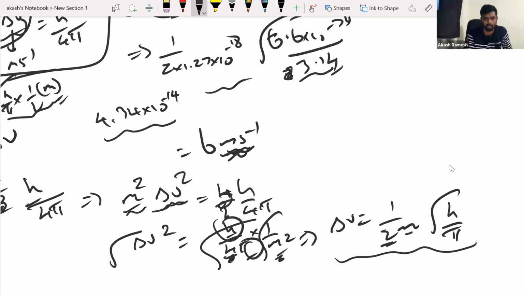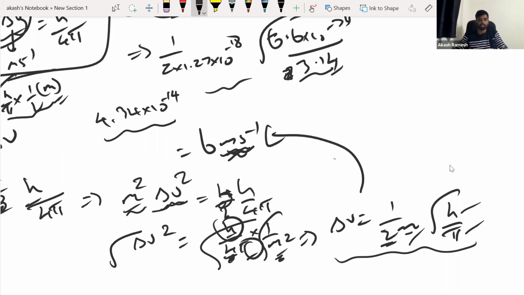All you have to do is substitute the values: m value is given, h value, pi value. If you substitute everything, you'll get the answer as approximately 6 meter per second. That's what you'll be getting.